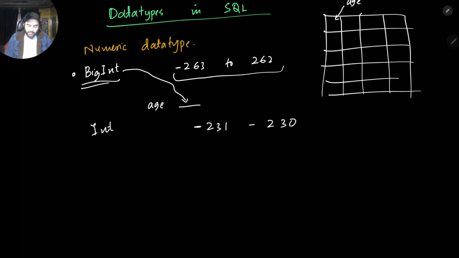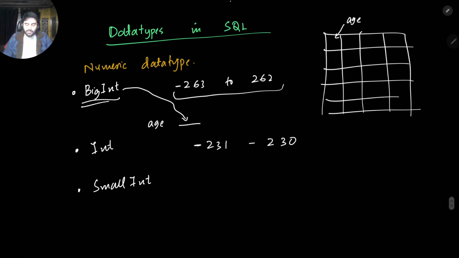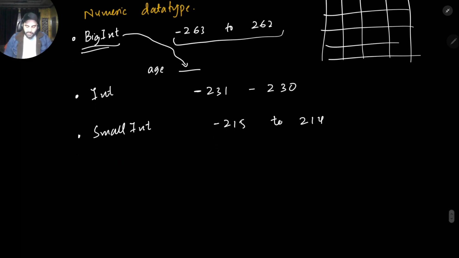So we have big int, then we have int, then we have something called small int. Small int is another data type under the numeric data types. It ranges from minus 2^15 to 2^15 minus 1. So if you want a number in this range, you can define it as small int. Then we have something called tiny int.